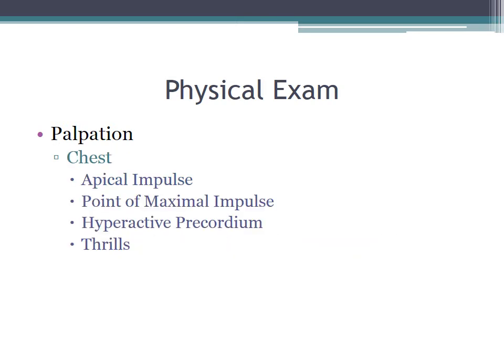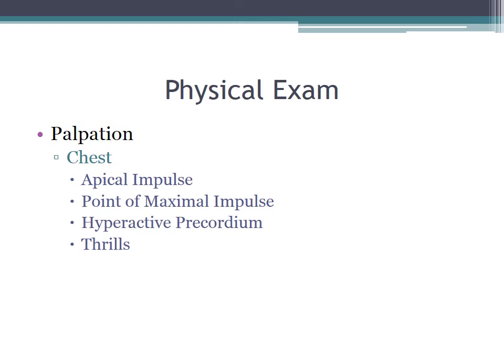So let's talk a little bit more about palpation. A person should palpate the following on the chest. They should palpate the apical impulse, the point of maximal impulse, hyperactivity of the precordium, and any palpable thrills. So as far as the apical impulse is concerned, palpation is usually superior to percussion in the detection of cardiomegaly. Its location and diffuseness should be noted. Percussion in infants is pretty inaccurate and doesn't add very much.